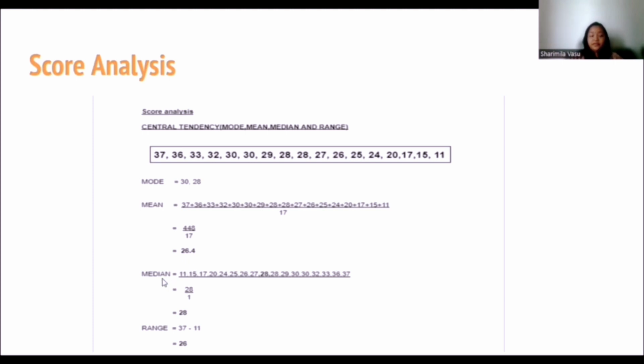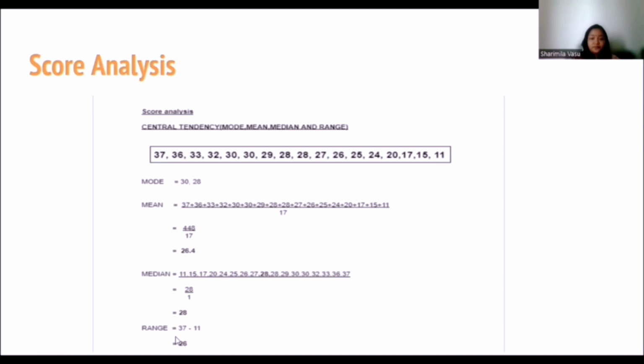And median. Median is the value in the middle of the data set from smallest to largest. So for this, the median is 28. So 28 divided by 1 equals 28.